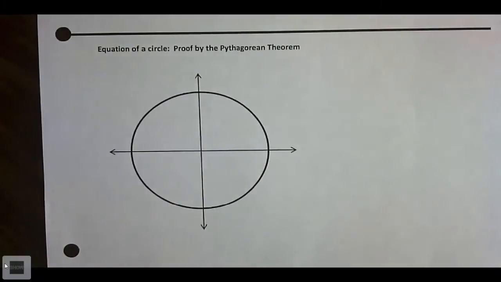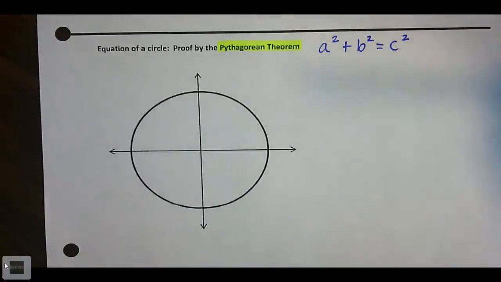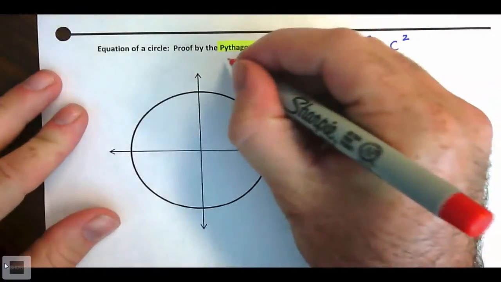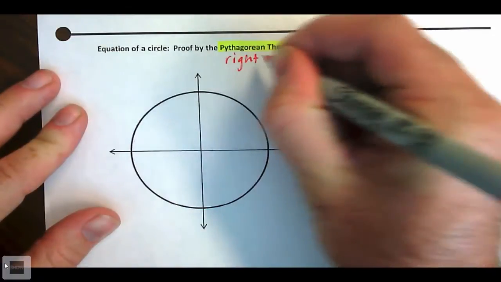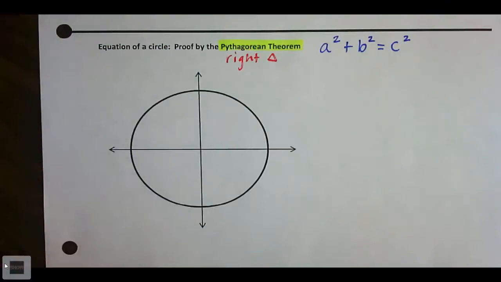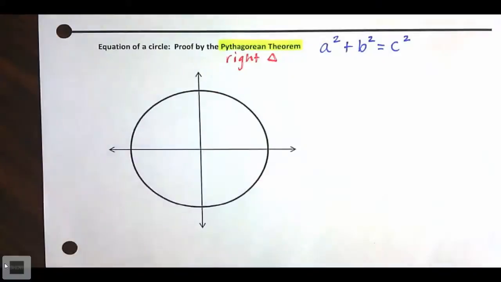All right, guys, down here on the bottom we have the Pythagorean theorem. The proof by the Pythagorean theorem is going to be much faster than what we did above. You might remember what it is: a squared plus b squared equals c squared. Remember, the Pythagorean theorem deals with right triangles. That's what we've got to remember. Well, there's no triangle anywhere in the circle.